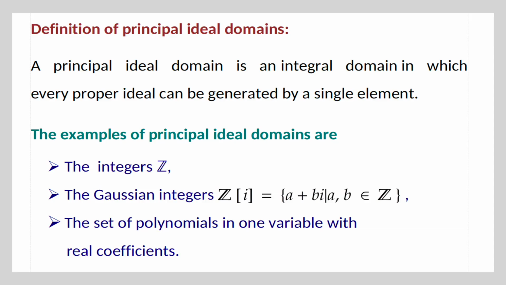Next is the definition of principal ideal domains. A principal ideal domain is an integral domain in which every proper ideal can be generated by a single element. Examples of principal ideal domains are the integers Z, the Gaussian integers Z[i] = {a + bi such that a, b belong to Z}, and the set of polynomials in one variable with real coefficients.